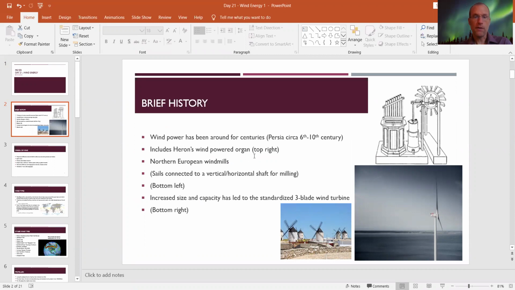Northern European windmills have obviously been around for centuries, especially in places like Holland. Hundreds of years they had these windmills, so big blades covered in material generally to catch the wind, spinning around a shaft. That shaft is then used for milling grains essentially. So that's how that was done in the last 100 years in Northern Europe.